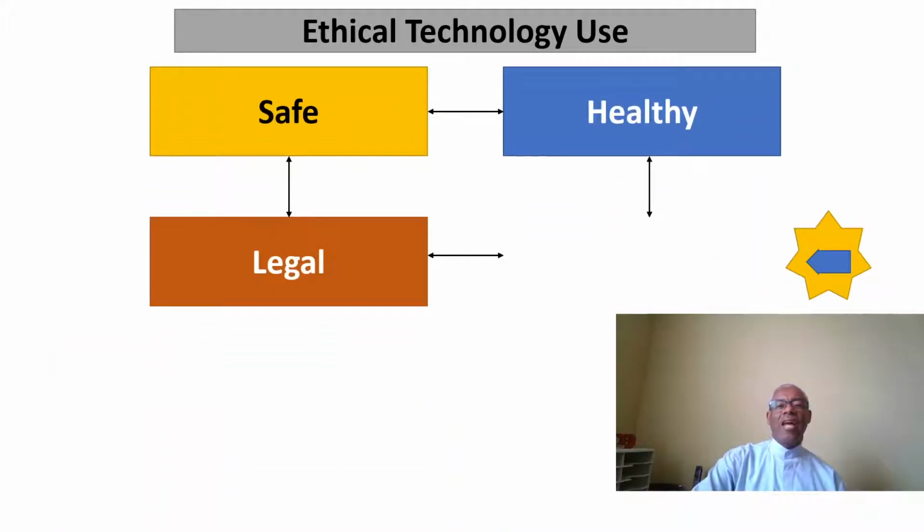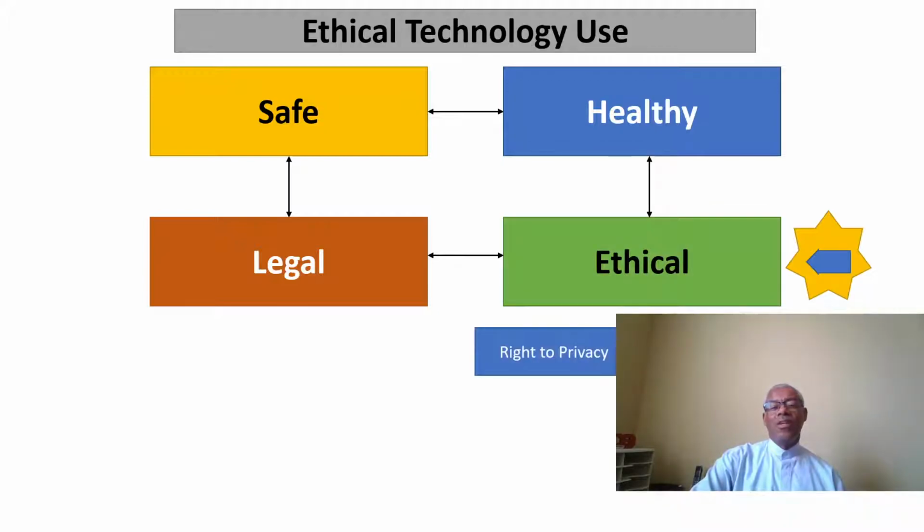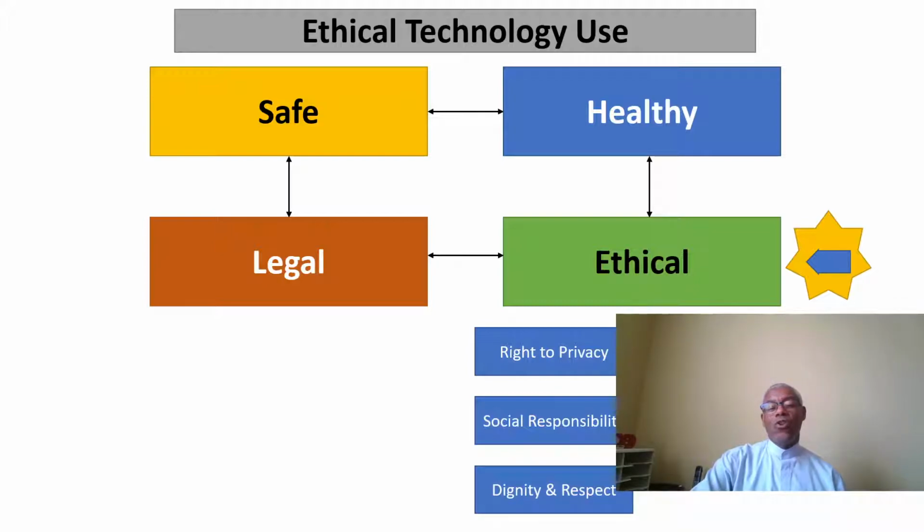Also, the ethical side of technology use. We have the right to privacy. Just like we have a right to privacy, others have the right to privacy as well. So we have a right for privacy, then we have a responsibility to protect the privacy of others as well. We have social responsibility, just like what we just talked about, and also dignity and respect. As we expect others to respect us, we should also respect them as well.